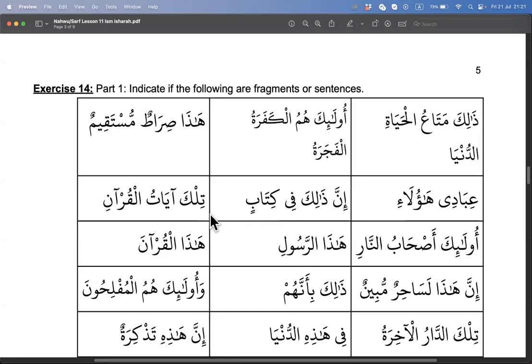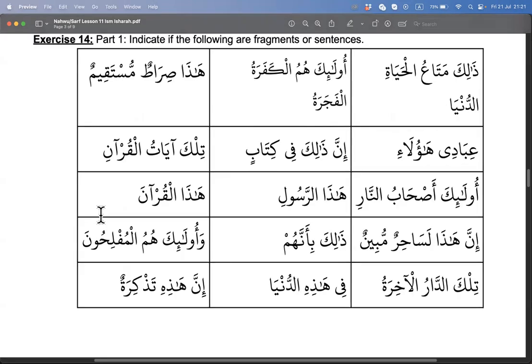Good. Next one: Tilka ayatul Qur'ani. A sentence. Good. So what can you tell me about the next part here? What fragment do we have? Mudhaf and mudhaf ilaihi, light, no alif lam. Yes. Good. Next one: Ulaika ashabun nari. So this one is a sentence as well.